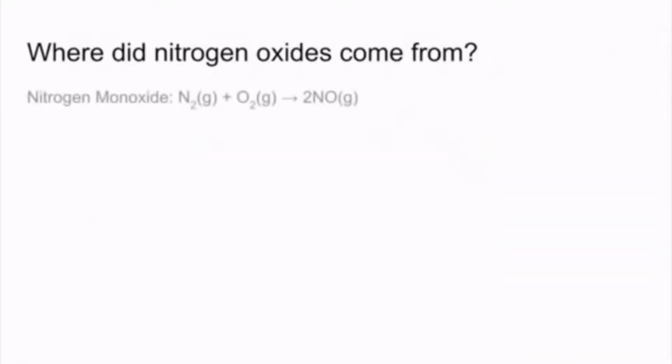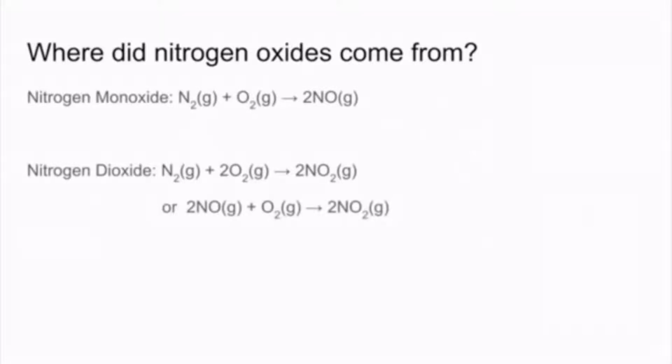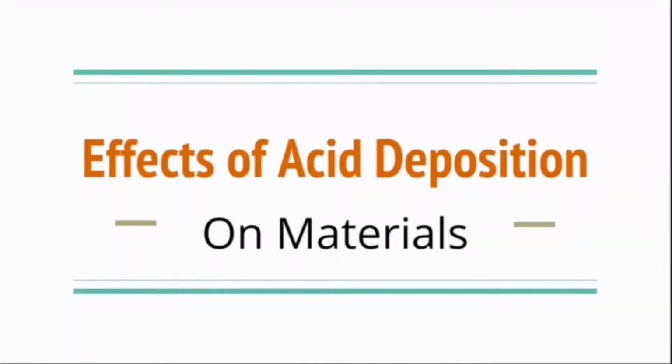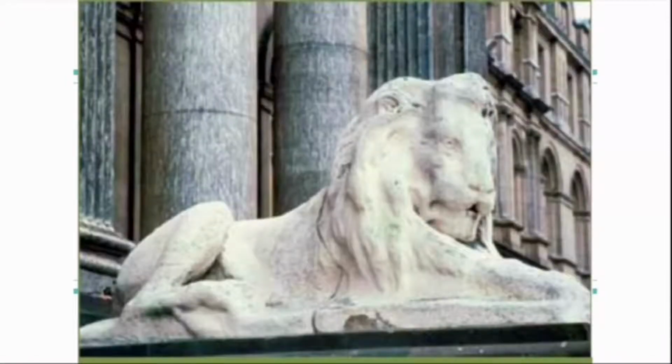When nitrogen is released during fuel combustion, it combines with oxygen atoms to create nitrogen monoxide, NO, and this further combines with oxygen to create nitrogen dioxide, NO2. The internal combustion engine is the major producer of nitrogen oxide. Next, the deposition effects on materials such as marble. Here is an example of a statue.